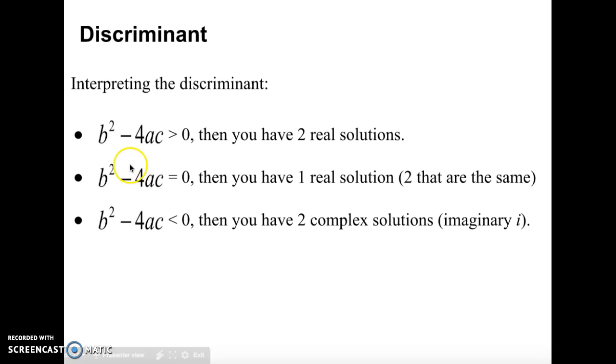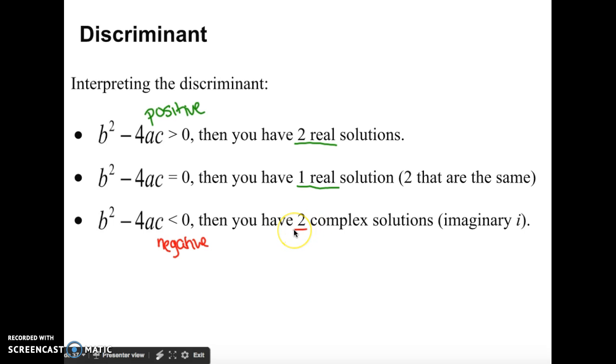Right, so this slide is going to tell you that if your discriminant, the number that we get, is greater than 0, or another way of saying this is if it is positive, then you're going to have two real solutions. If your discriminant equals 0, then you're only going to have one real solution. If we were factoring this, we would see that we would actually have two, but those two solutions end up being the same number.